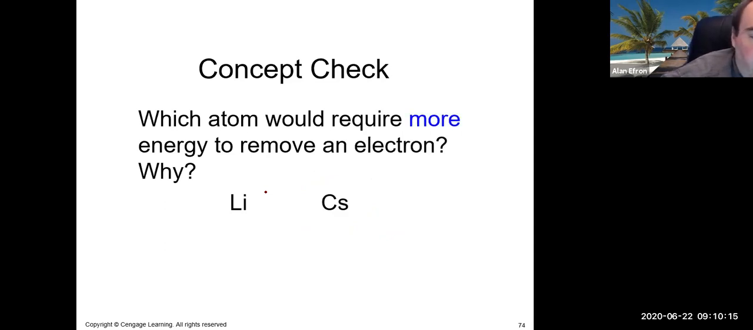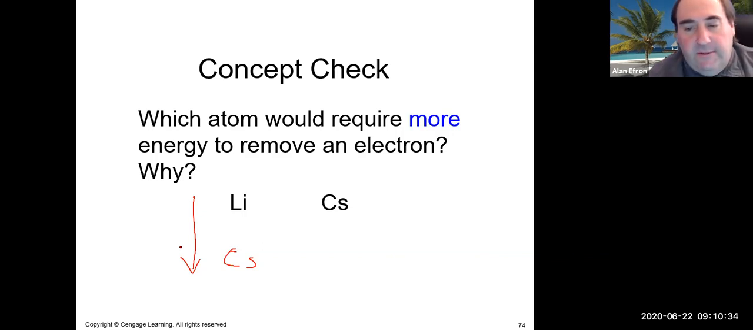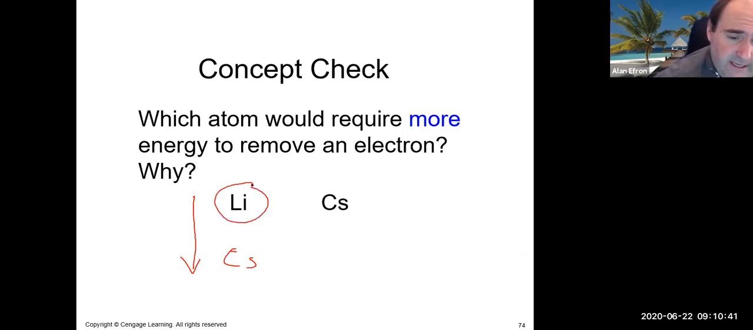Which atom will require more energy to remove an electron? This is lithium and cesium. They are in the same group. So we'll draw it like it is on the periodic table. Cesium is lower in that group, which means it's to the left and down. It should have lower ionization energy, which means it should require more energy to remove an electron from lithium in this particular case because of that.